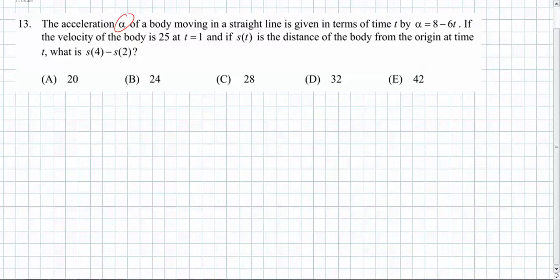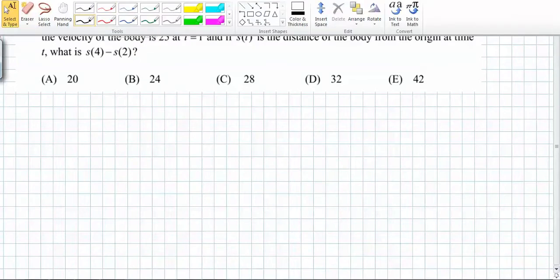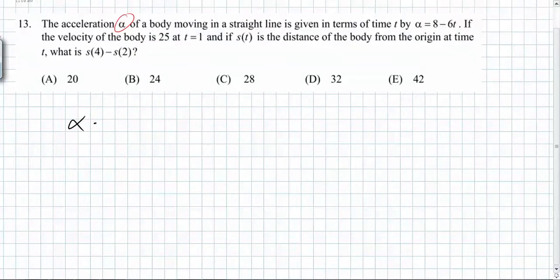So theoretically, you could do this by finding s of 4 and subtracting s of 2. So let's just figure this out for example. I don't need to pause it. So, okay, we have alpha, acceleration is 8 minus 6t, right?